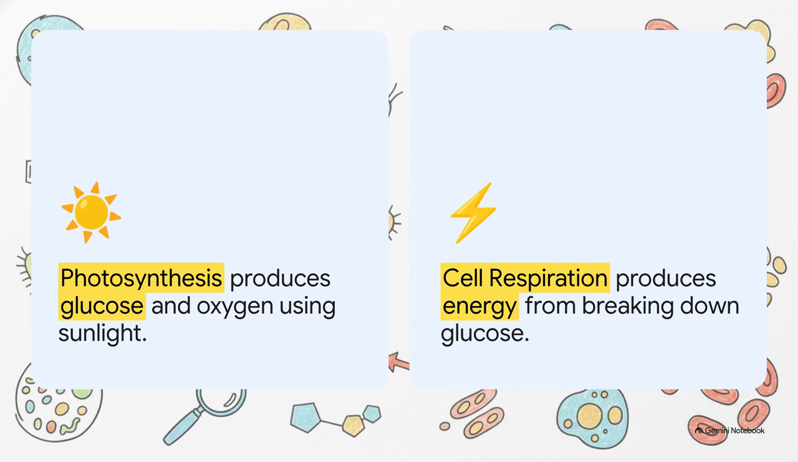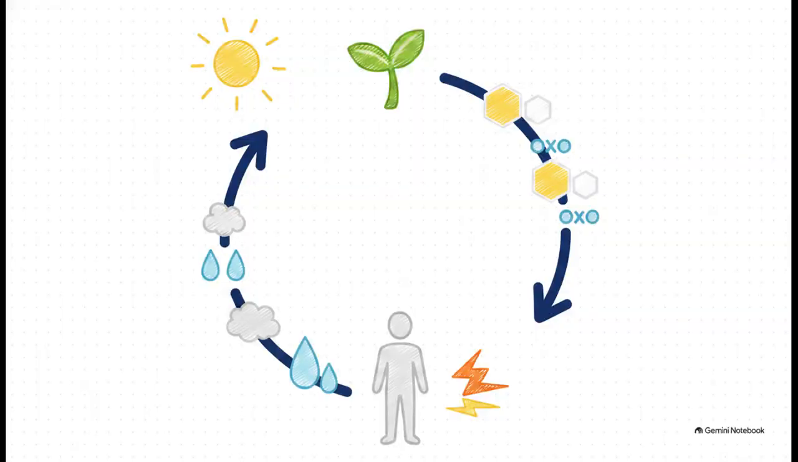Cell respiration is basically the opposite. It happens in the mitochondria of human, animal, and plant cells. It's the process of breaking down that glucose using oxygen to produce energy, and as a byproduct, it releases carbon dioxide and water. When you look at these chemical equations side by side, it's an absolute aha moment.